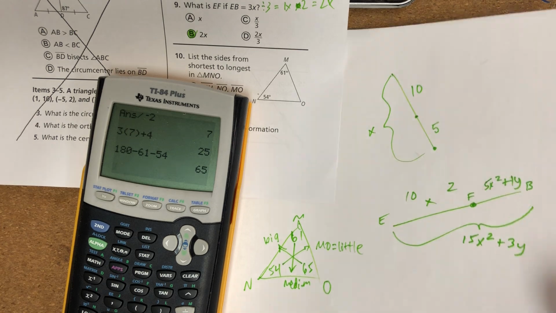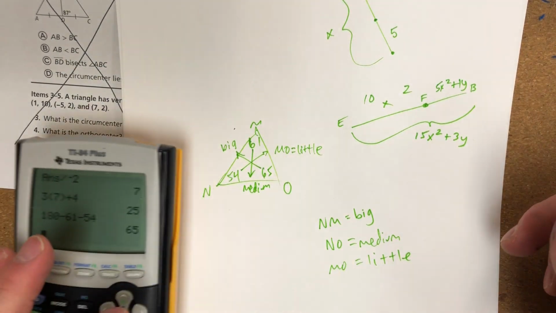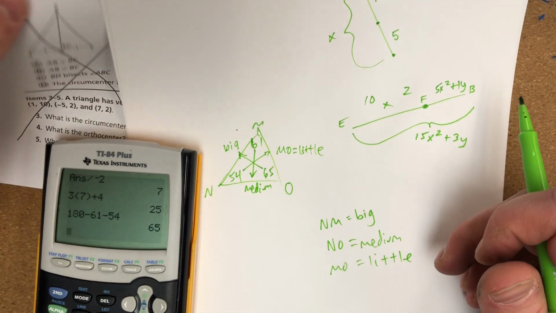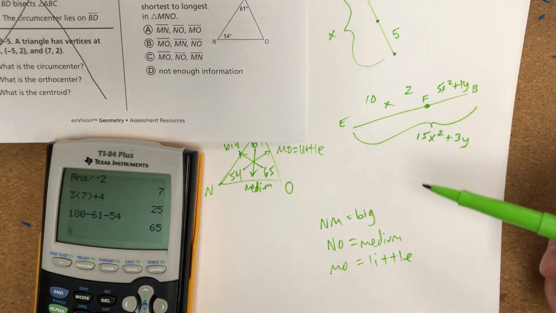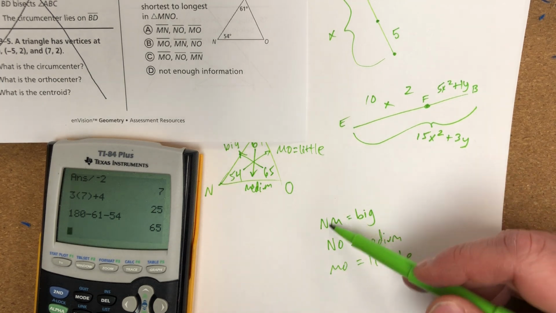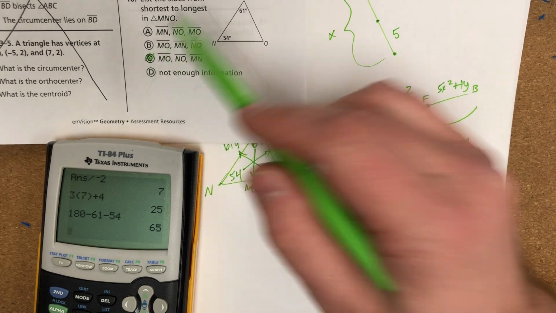Oh, my bad. So now this is a multiple choice question, and it's asking for shortest to longest. So if it asks for shortest to longest, I do MO, NO, NM. Oh, hey, it's C. So that's that one.